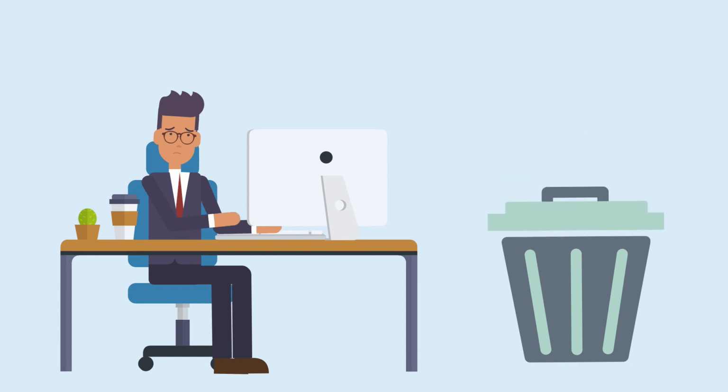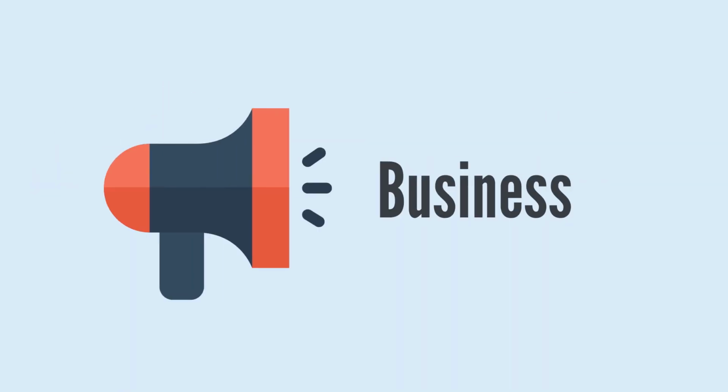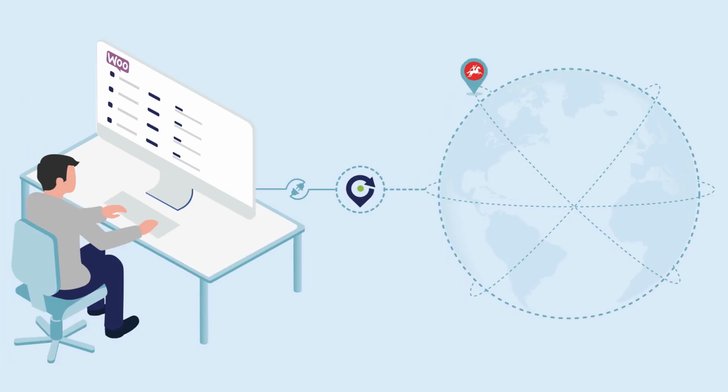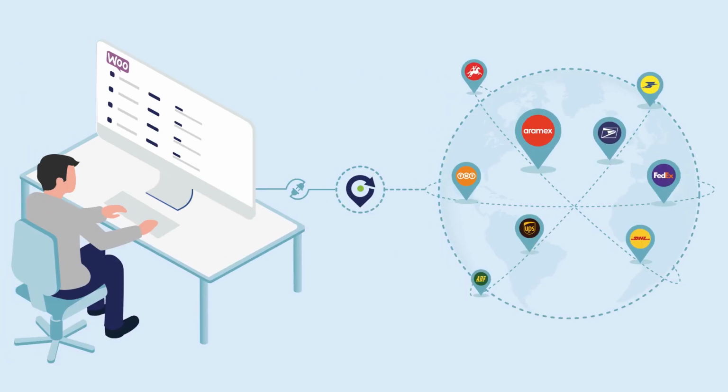It wastes a lot of valuable time, time that can be spent on more productive missions, such as promoting your business. It's time for something better, something easier, something smarter. TrackShip is a multi-carrier tracking API that fully integrates with WooCommerce and will automatically track all your shipments. With it, you can easily take control of all your post-shipping operations.